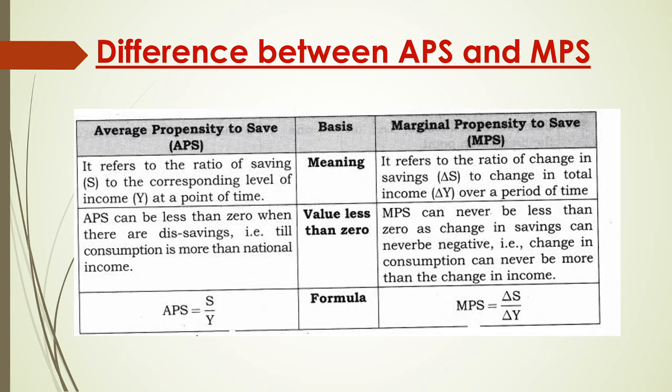Lastly, we discussed the difference between APS and MPS. So prepare it in a table. If you get more points, then you can write them. I have written only 3. You can write more if you want.